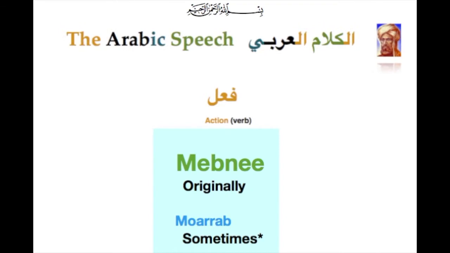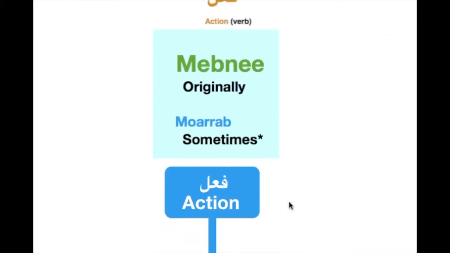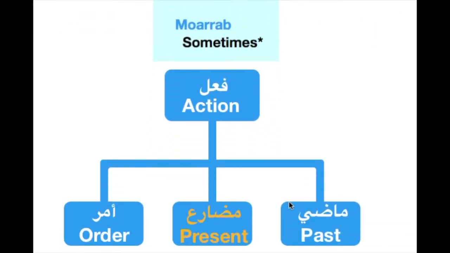We've mentioned before who gets Moarrab and who gets Mebnee, and we briefly mentioned that fi'l is originally Mebnee, but sometimes it's Moarrab, meaning mostly it will be Mebnee, but in some cases it will be Moarrab. And we know from previous lessons that fi'l, action, splits into three: فعل ماضي, فعل مضارع, فعل أمر, meaning past action, present action, and order action.